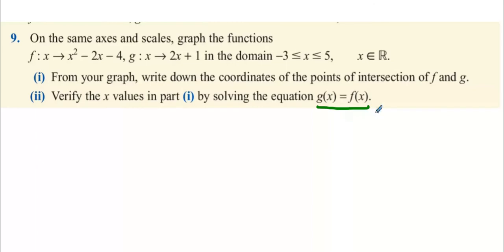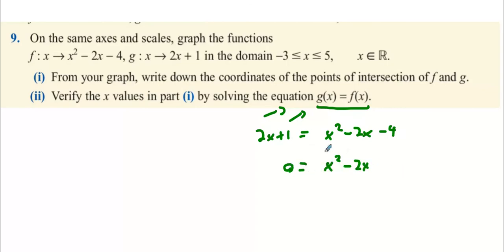All you have to do is put g of x equal to f of x. So it's going to be 2x plus 1 equals x squared minus 2x minus 4. Bringing everything over the other side, you're going to get 0 equals x squared minus 2x. This plus 2x on the left becomes a minus 2x on the right. This plus 1 on the left becomes a minus 1 on the right. And what we're going to have is x squared minus 4x minus 5. Put that equal to 0.